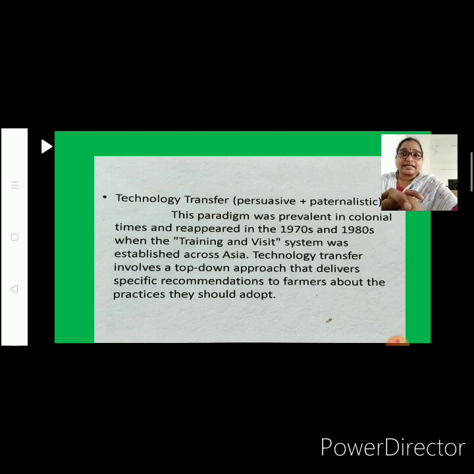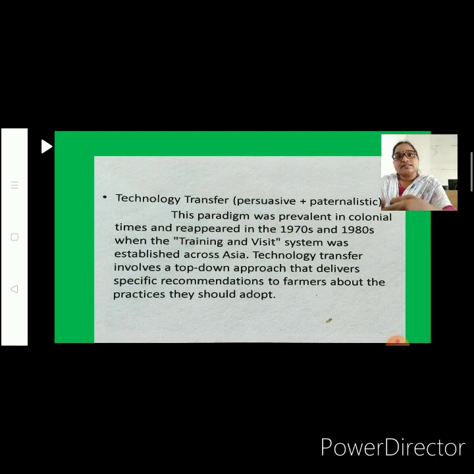As you see, technology transfer means the persuasive and paternalistic approach. This paradigm started in the colonial time, in the 1970s and 1980s, when the training and visit system was initiated. Technology transfer is always done with the training and visit system, which was established in Asia. Technology transfer involves a top-down approach that delivers specific recommendations to the farmers about the practices which they have to adopt.